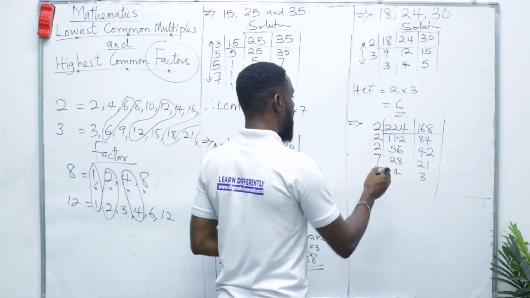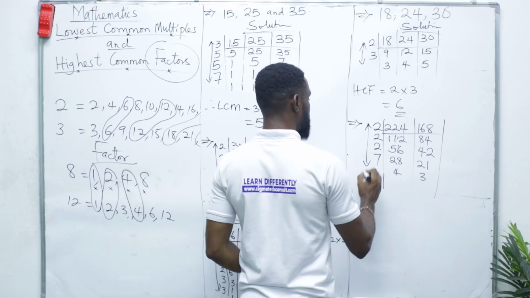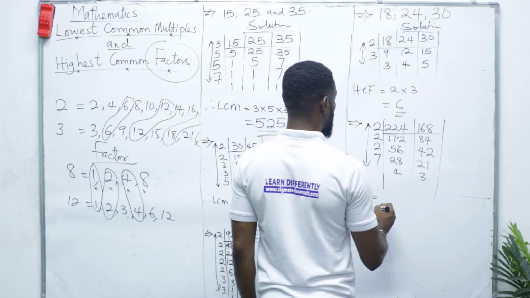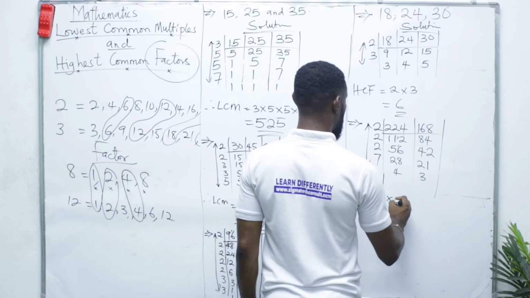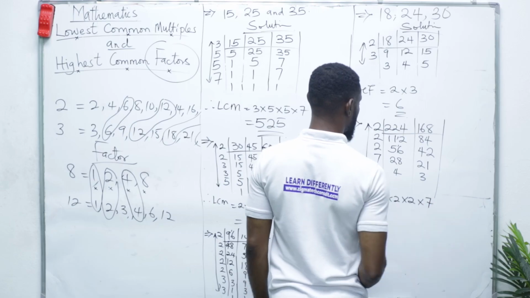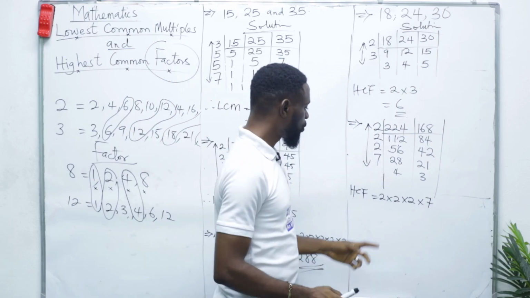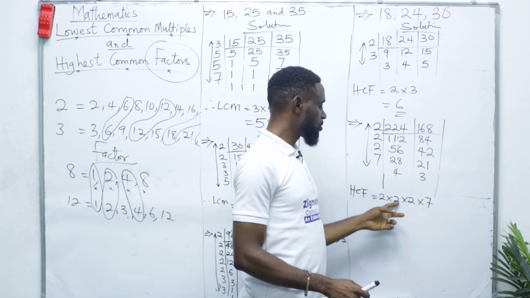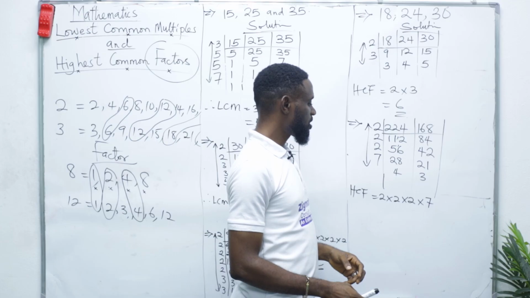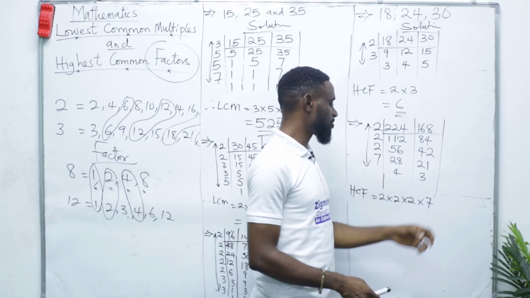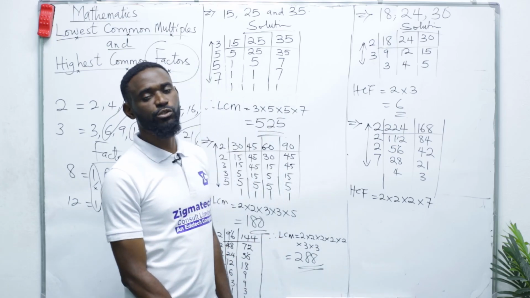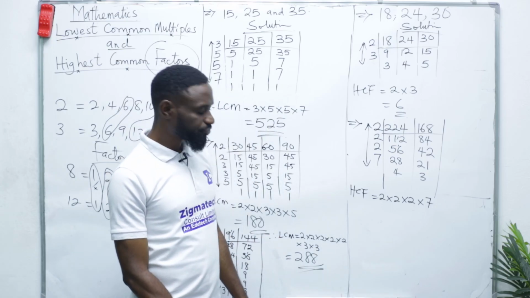So we say, therefore, our HCF is these numbers here. HCF is equal to 2 times 2 times 2 times 7. Are you with me? So 2 times 2 is 4. 4 times 2 is 8. 8 times 7 is 56. Do you understand the point now?